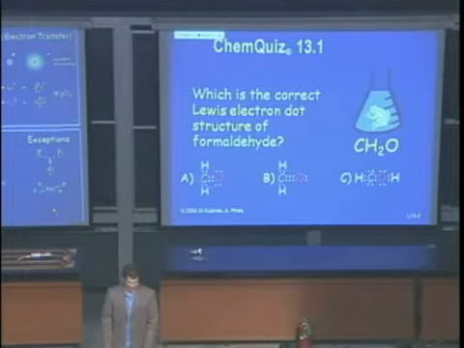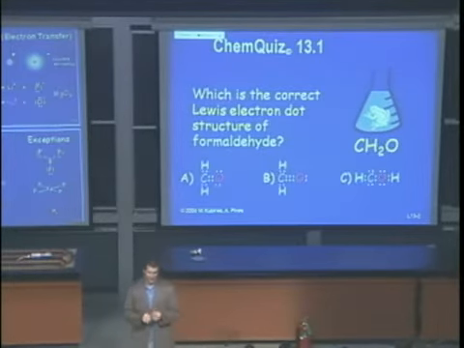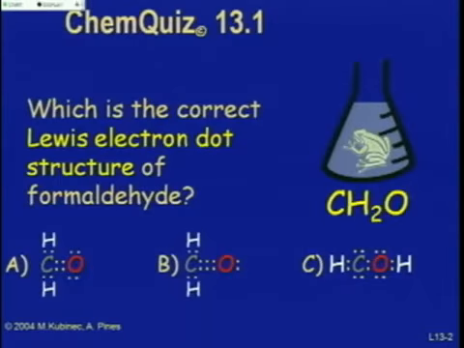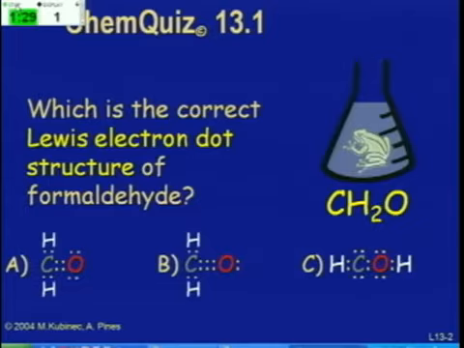So, having talked about all that, let's do a chem quiz. What's the correct Lewis electron dot structure for formaldehyde? Formaldehyde was often used as a preservative, and it's a rather nasty-smelling compound. So, CH2O, what is the electron dot structure for formaldehyde? 1.5 minutes.